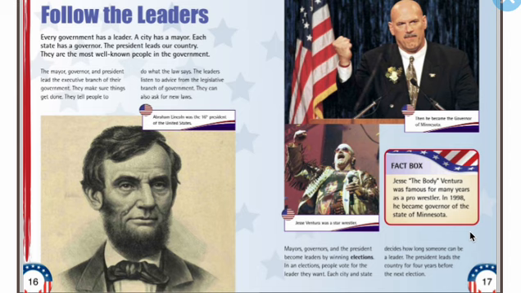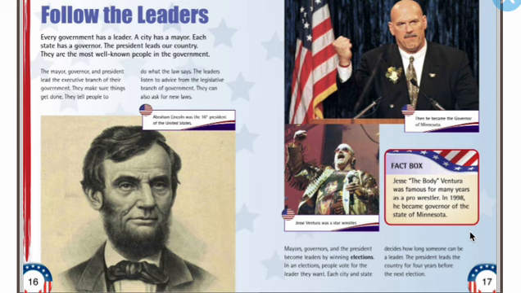So every government has a leader. So a city has a mayor, each state has a governor, and a president leads the country. They're the most well-known people in the government. The mayor, governor, and president lead the executive branch in their government. They make sure that things get done. They tell people what to do and what the laws say. The leaders listen to advice from the legislative branch of the government. They can also ask for new laws.